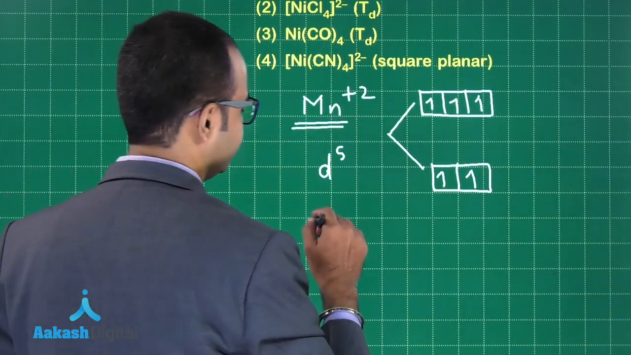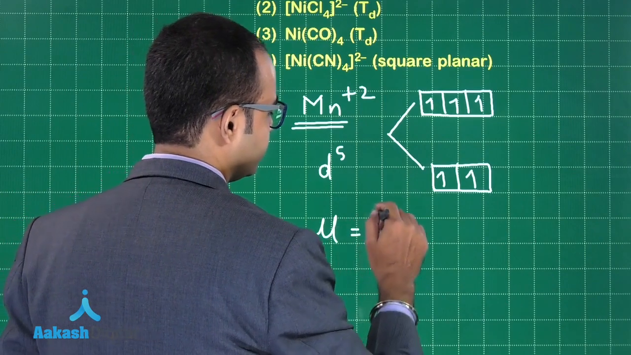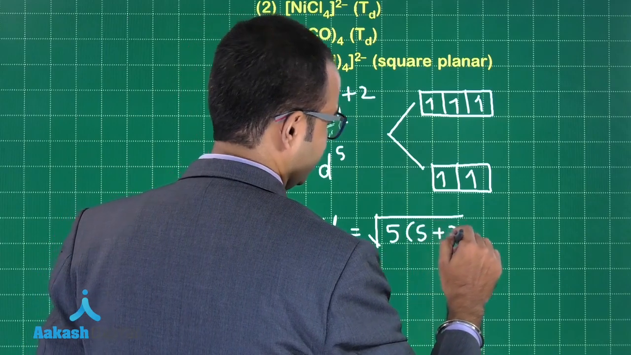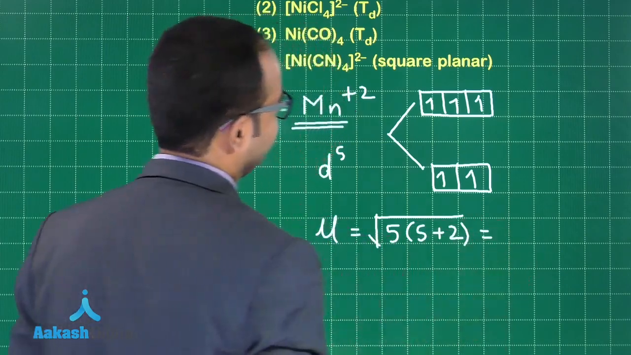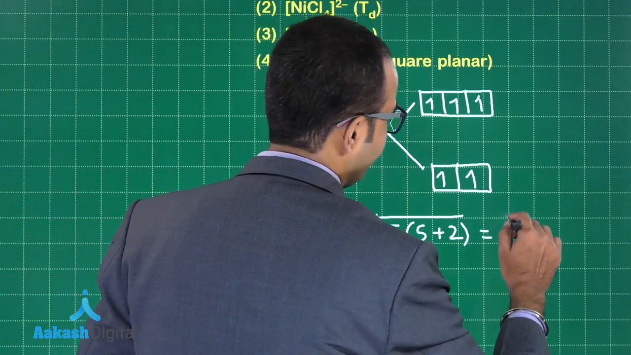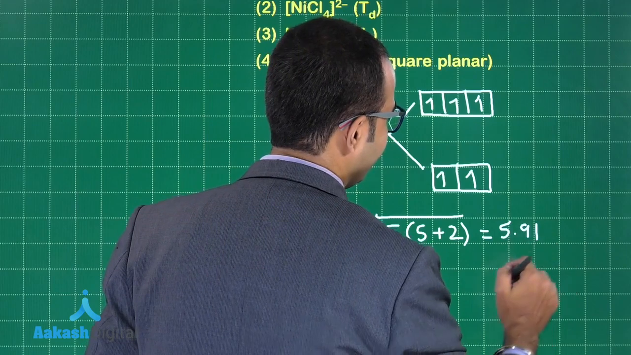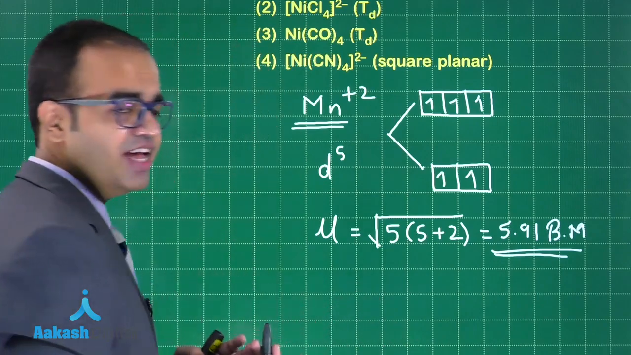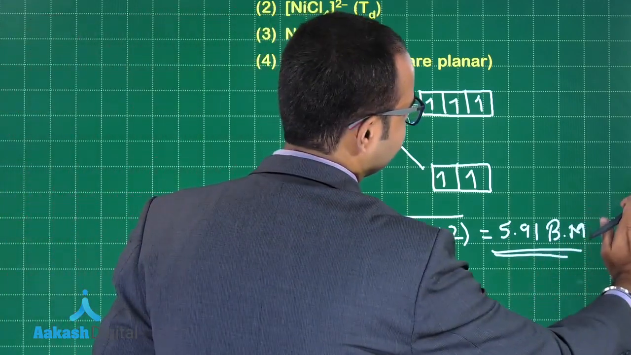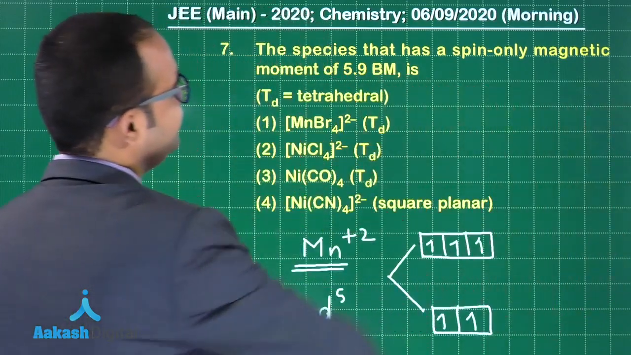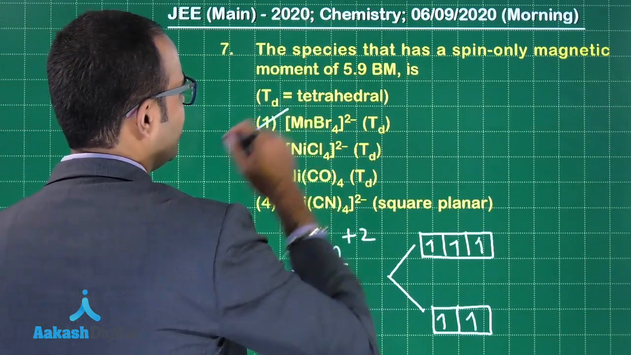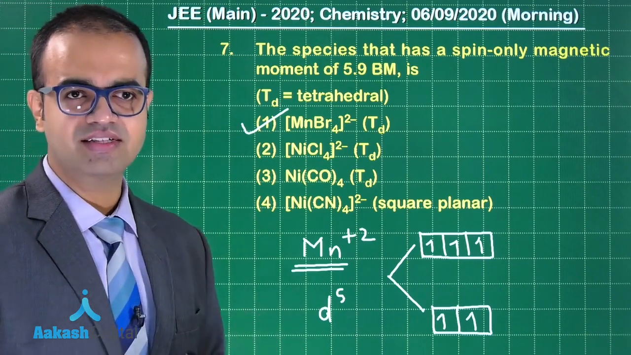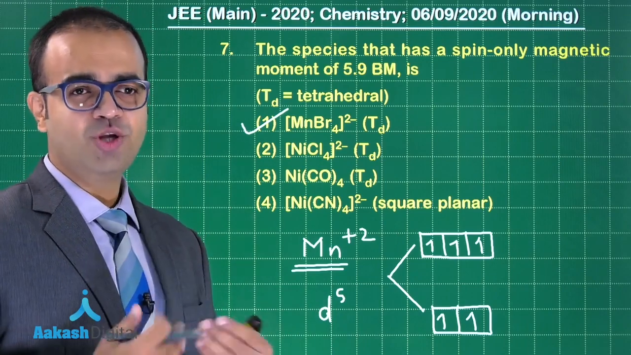What would be the magnetic moment? The magnetic moment is equal to square root of n(n+2), with n equal to 5. So if I solve this, I get a value of 5.91 BM. Is that the value that we are looking for, guys? Yes, that is the value that we are looking for. So the answer is option 1, guys. No need to solve the other options because we are getting the answer in the first option itself. Let us solve the next question.